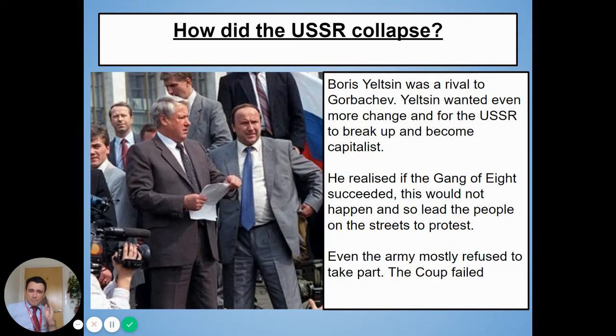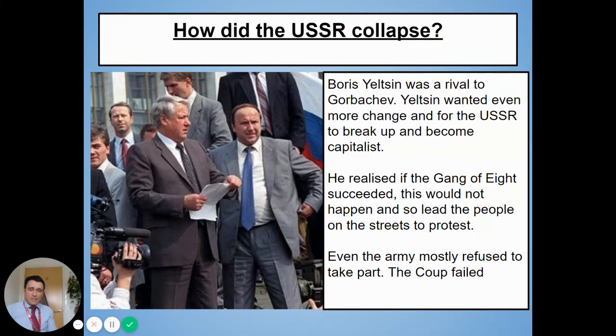Now, this man, Boris Yeltsin, was a rival to Gorbachev. Yeltsin wanted Gorbachev to go even further. Yeltsin wanted the USSR to break up and to become capitalist. He felt Gorbachev was acting too slow. He wanted communism gone completely.